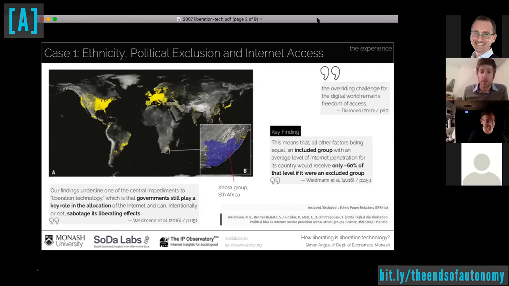And just to give you an idea of the measure here, the key finding: this measure implies that all factors being equal, an included group, so an ethnicity with some executive power, with an average level of internet penetration for its country, would receive only 60%, so a 40% reduction of that level, if it found itself as an excluded group. These are careful, applied economists who have taken into account many other factors and so on, and they have still found a substantial effect of this excluded-included effect when it comes to the availability of the internet.